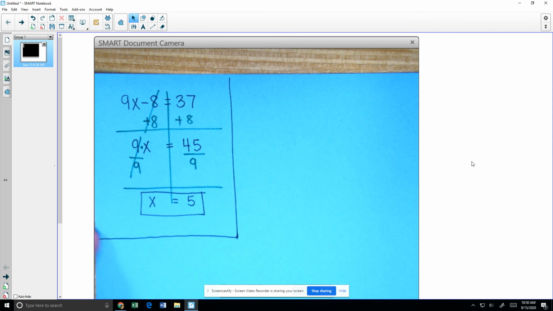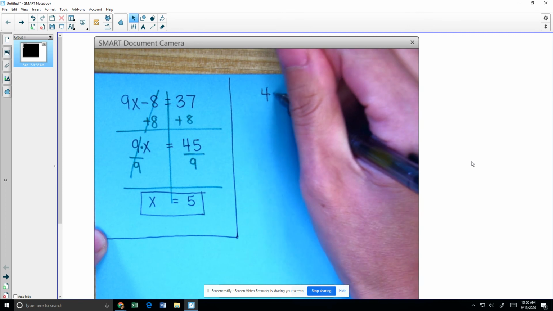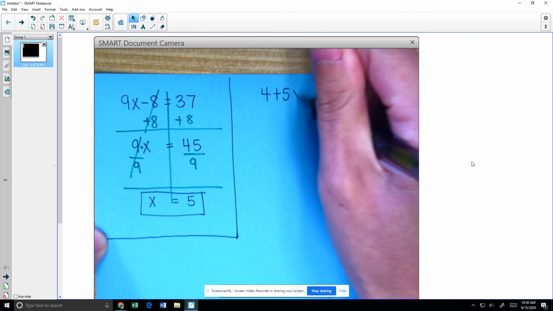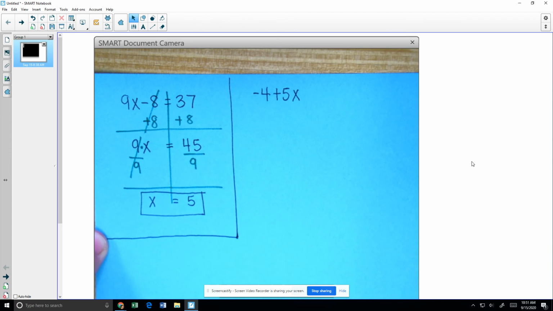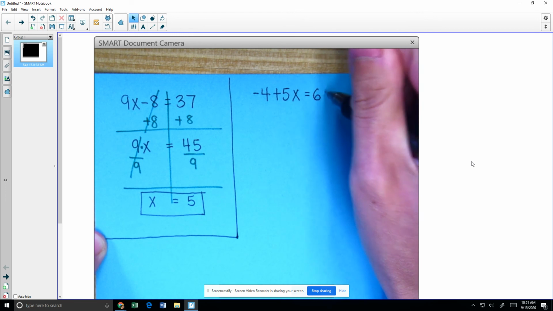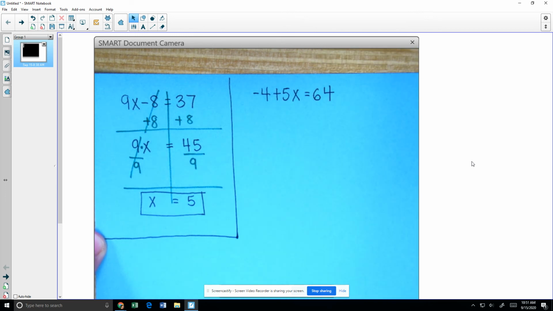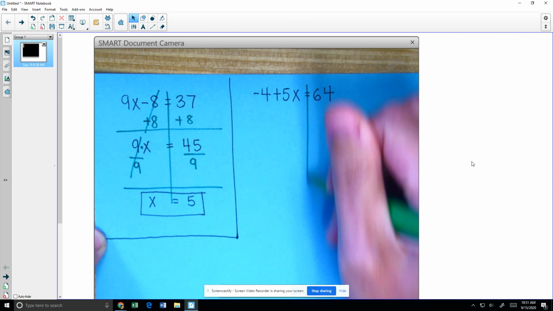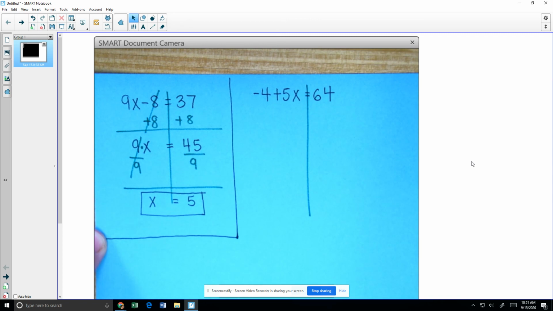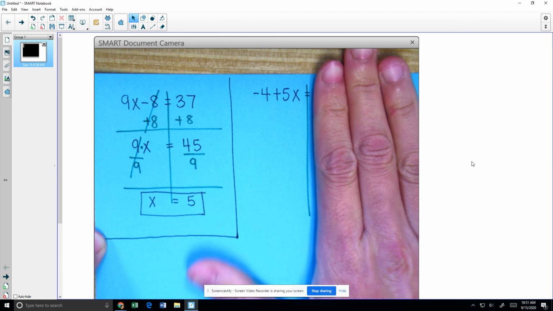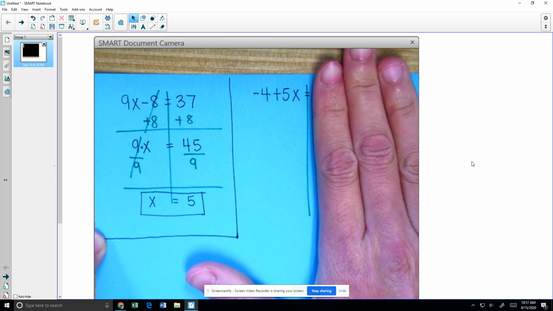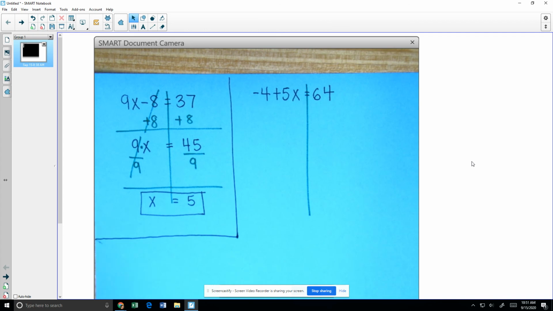Okay, let's do one slightly more difficult. 4 plus 5x. No, sorry, I'm going to change it. Negative 4 plus 5x equals 64. Negative 4 plus 5x equals 64. So I'm hoping that all of you can recognize first, it's the 4 and the 5 that need to be moved, right? The 4 and the 5 are the two numbers that are on the same side as x. So someone that has not spoken yet, can you please tell us what is the number, the 4 or the 5, that I dropped down first?